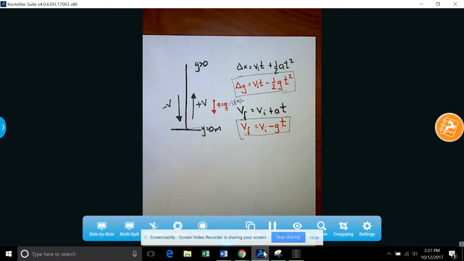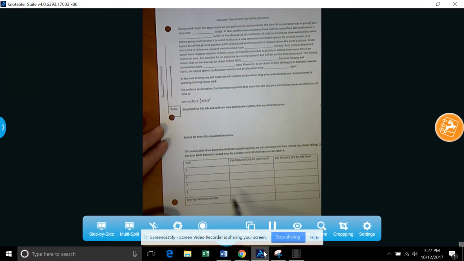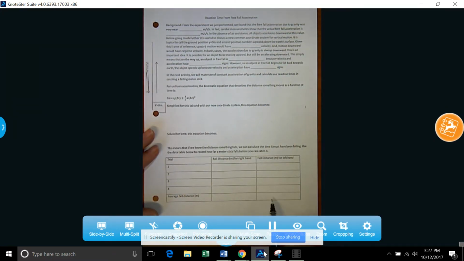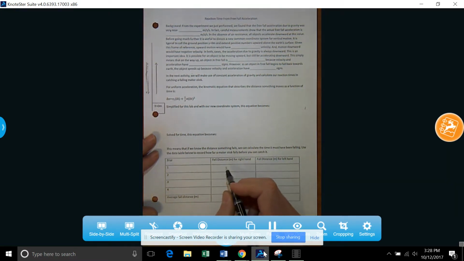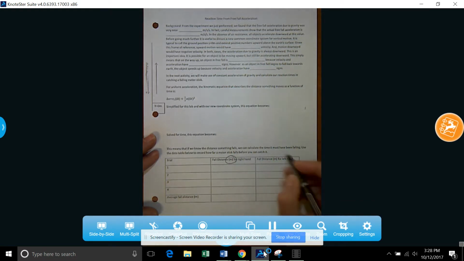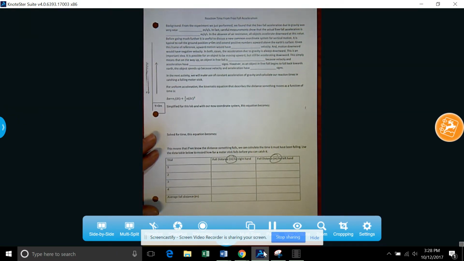So let's turn our attention then to how we use this information to find reaction times. You should have all of this populated, and remember what this is. This just gives you a height or a distance that something fell. And one thing we need to do is we need to be in meters. So if you record it in centimeters, make sure you put that thing back in meters.